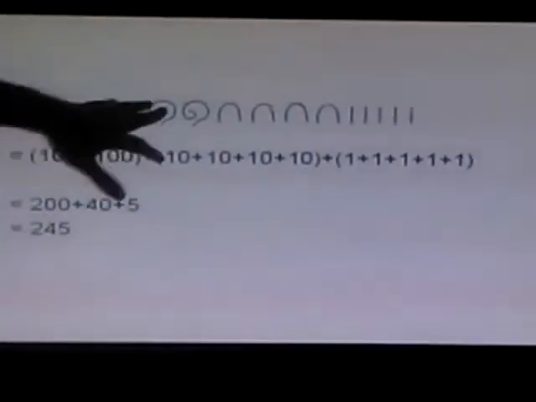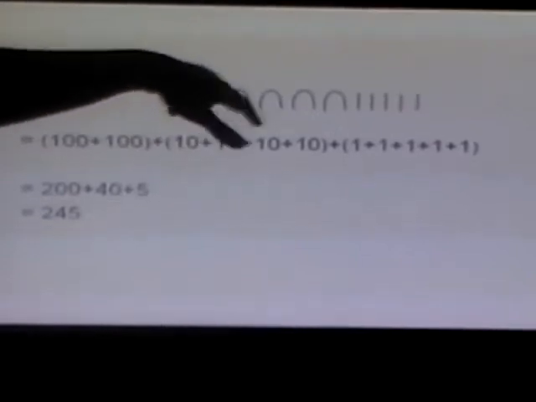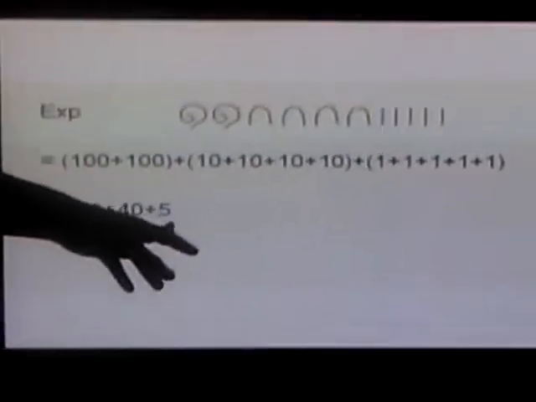So if you want to add them, the 2 scrolls are going to be 200, the 4 heel bones are going to be 40, and the 5 is going to be only 5. So 200 plus 40 plus 5 is going to be 245.